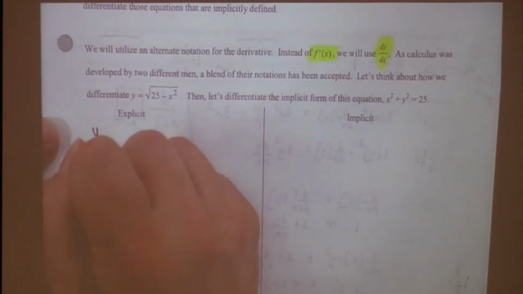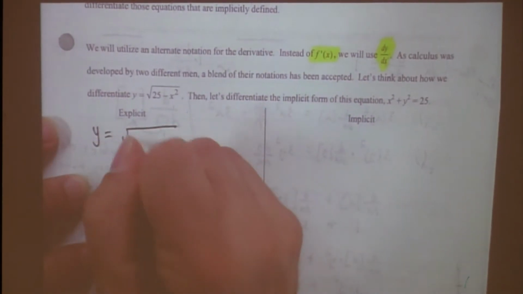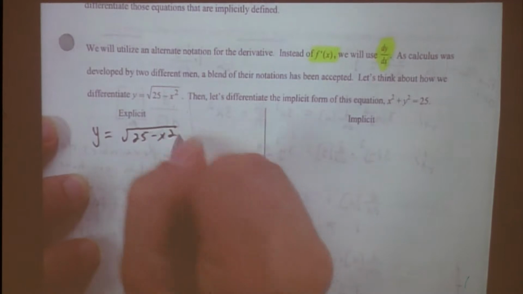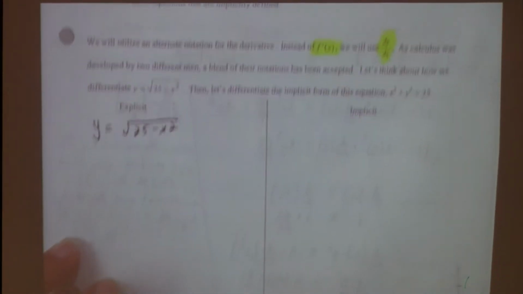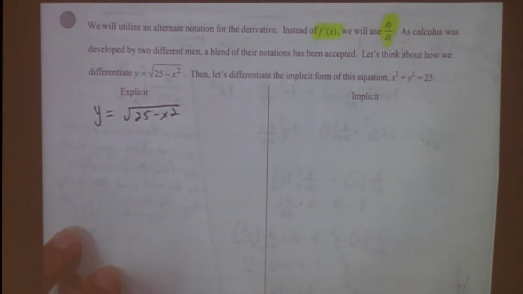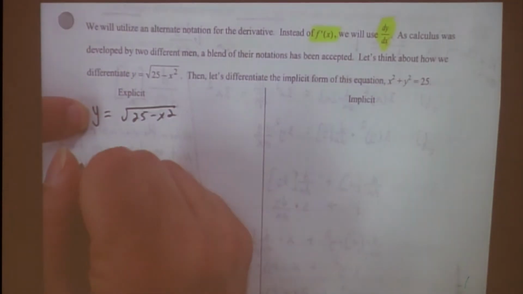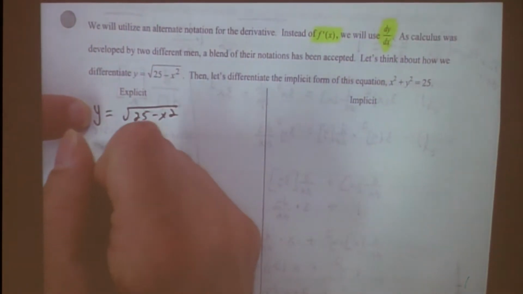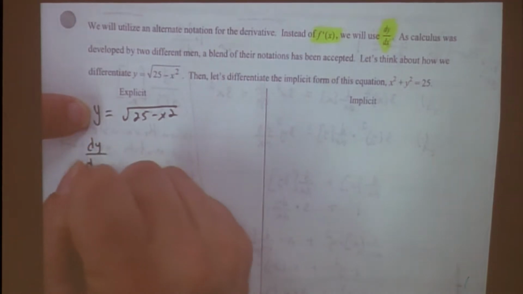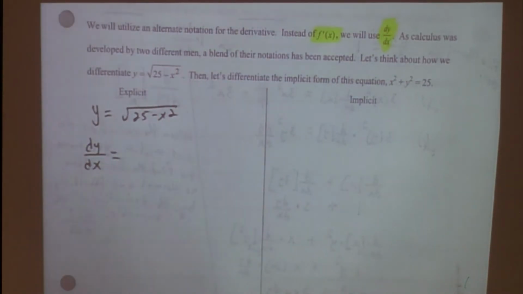Ready? Let's do this one. y equals the square root of 25 minus x squared. Let's have a flashback. What would be this guy's derivative? Let's get the derivative of both sides. What would we use to represent the derivative of y? y prime, but I don't want to use that anymore. dy over dx. That was easy.